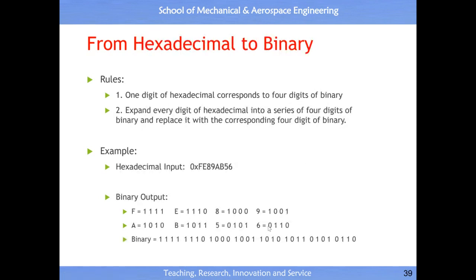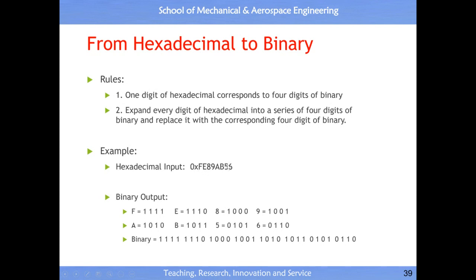And how about the inverse conversion from hexadecimal to binary? We apply the same rule. In this case, we expand every hexadecimal digit into a series of 4 bits. For example, if this is the input, then 6 is expanded like this: 0, 1, 1, 0. 5 is expanded into a series of 4 bits: 0, 1, 0, 1. B is equal to 1, 0, 1, 1. A equals 1, 0, 1, 0. 9 equals 1, 0, 0, 1. 8 equals 1, 0, 0, 0. E equals 1, 1, 1, 0. F equals 1, 1, 1, 1.